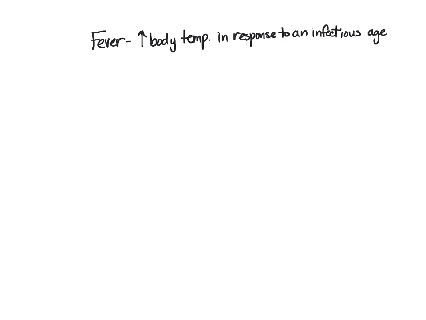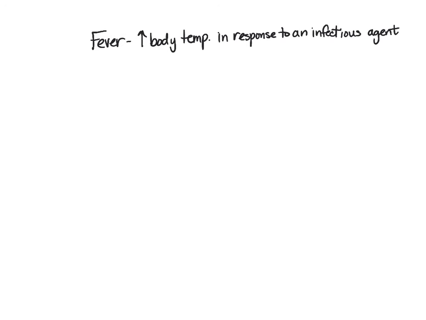So moving on with our second line of defense, our second line of defense also includes fever. So fever is an increase in body temperature. And this is abnormally high body temperature. So it's an increase in the body temperature in response to an infectious agent. So if we get a pathogen in the body, in response to that pathogen, we're going to have a fever. We're going to increase the body temperature.